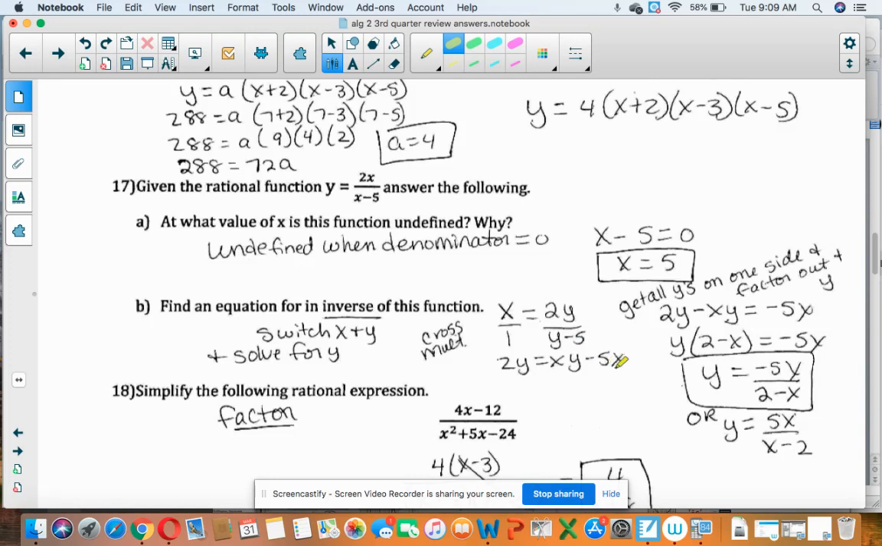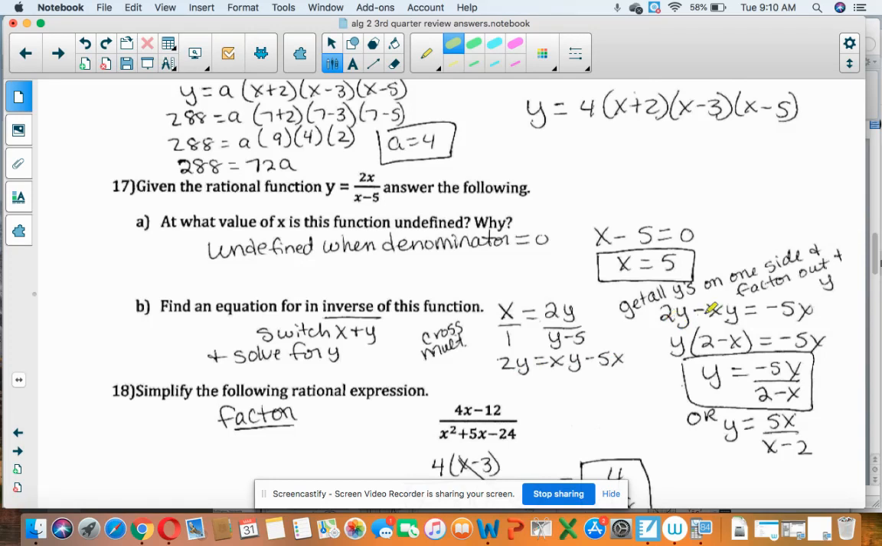Now this looks like a mess. You want to get anything that has a y on one side and anything that doesn't have a y on the other side, because anything with a y you want on one side so you can factor out that y, because we have to solve for y and get y by itself. So I'm going to get all the y's on one side and factor out the y. So this xy, I'm going to bring it over to the left by subtracting it.